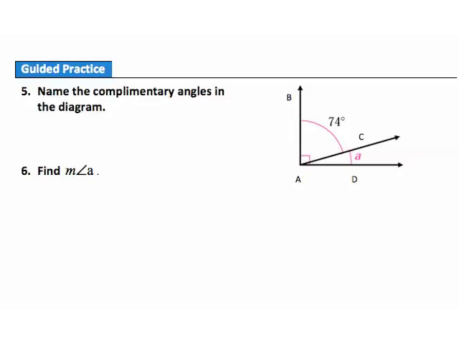Question 5. Name the complementary angles in the diagram. Well, complementary angles are angles that add up to 90 degrees, and you can see in our diagram here, we've got this little box drawn in this corner, and that tells us that this angle is a 90-degree angle. So the two angles that make that up are going to be our complementary angles. So that would be angle BAC and angle CAD. Those are our complementary angles.